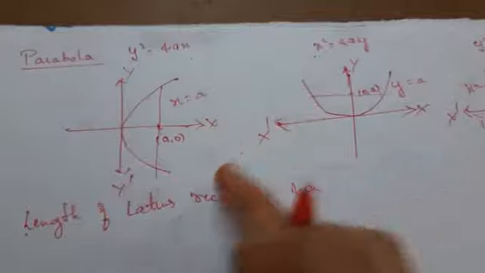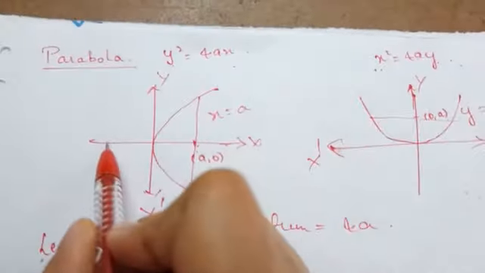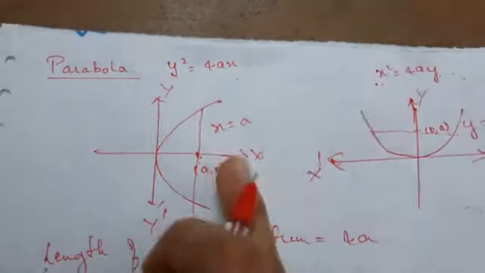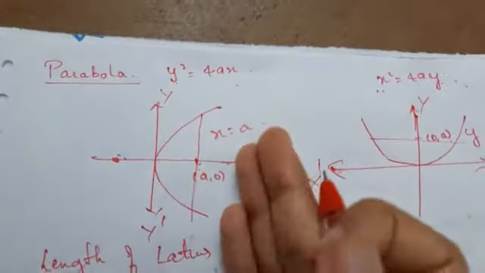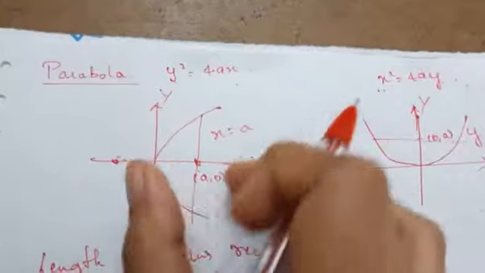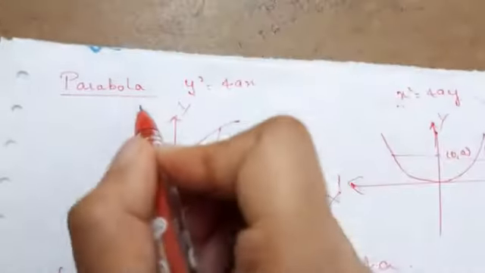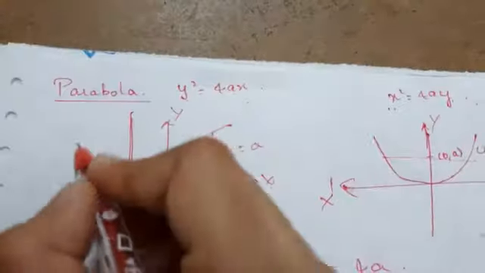Another thing which comes in the parabola is the directrix. What is the directrix? It is the line perpendicular to the axis, at the same distance from the vertex as the focus but on the opposite side. Here in the parabola, your focus is this one. At the same distance from the vertex on the other side, a straight line passing through that point is the directrix. Here the equation of the directrix, what is it?